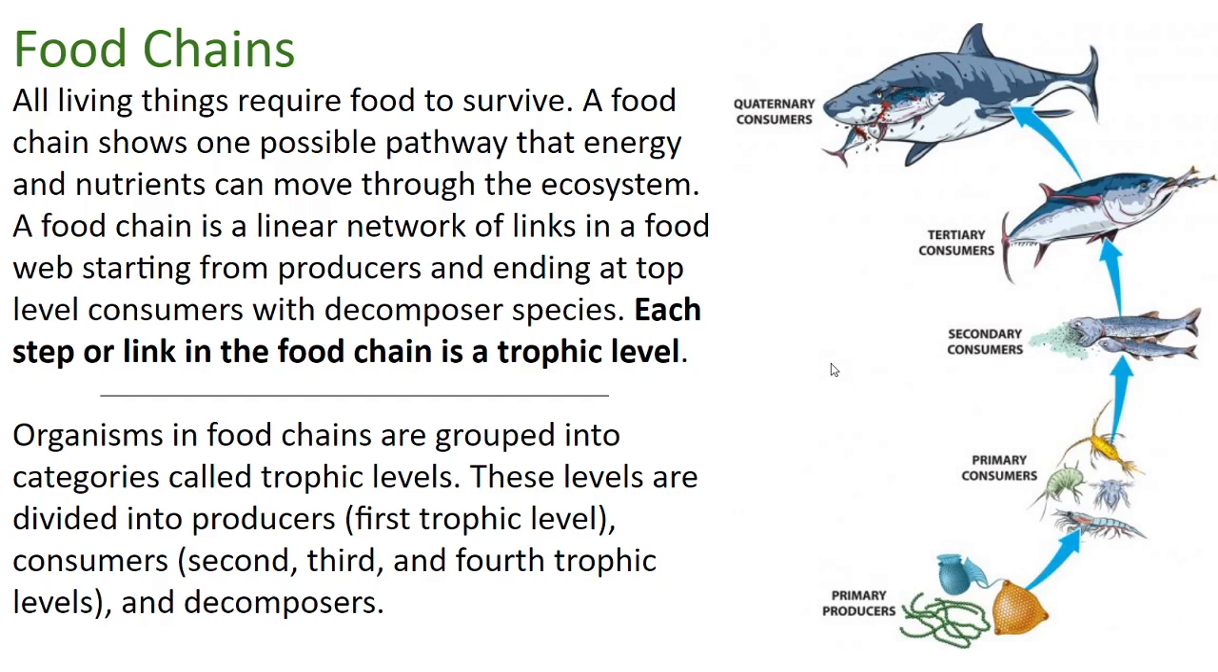Okay. Each step or link in the food chain is a trophic level, and these are the successive levels we talked about earlier. This is the first level. The successive level past that is this one. The successive level past that. These are all successive levels. All right. This can show us both energy flow and matter flow.